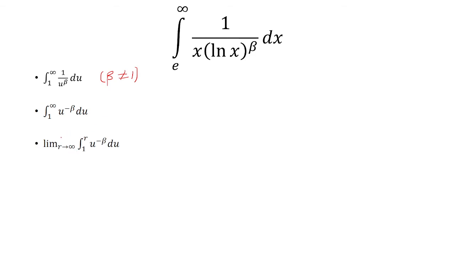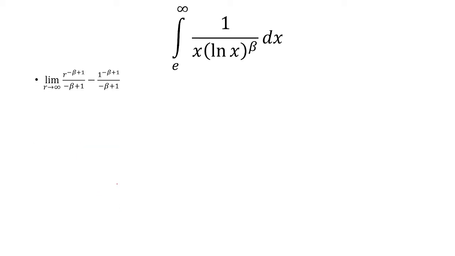Okay, so now this is an improper integral. So introduce a limit here and evaluate u to the negative beta as u to the negative beta plus 1 over negative beta plus 1, going from 1 to r. Plug in r, subtract it, plug in 1.